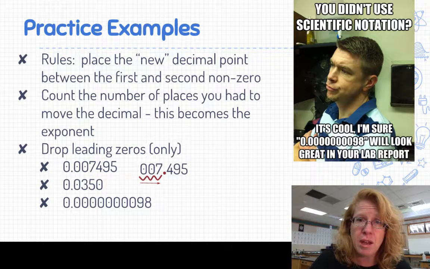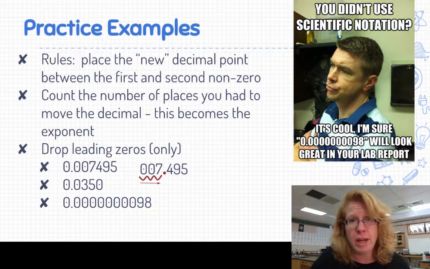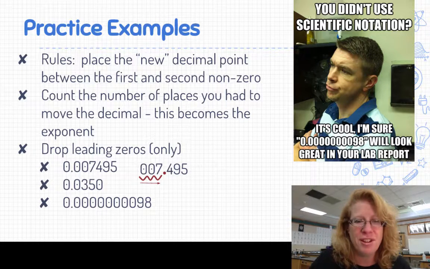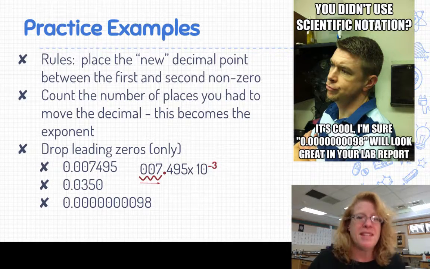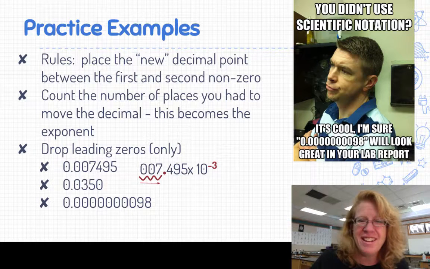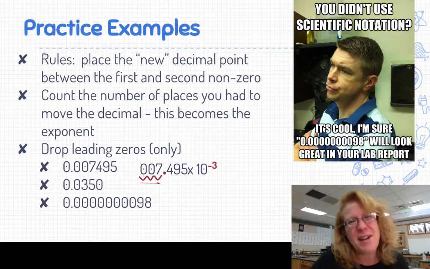So that's kind of what I'm taking a look at. I'm moving that decimal place to the right, so that means I'm going to have a negative exponent to it. And then it becomes 7.495 times 10 to the minus 3rd. Again, I'm allowed to drop the leading zeros. I don't have to put those in there.